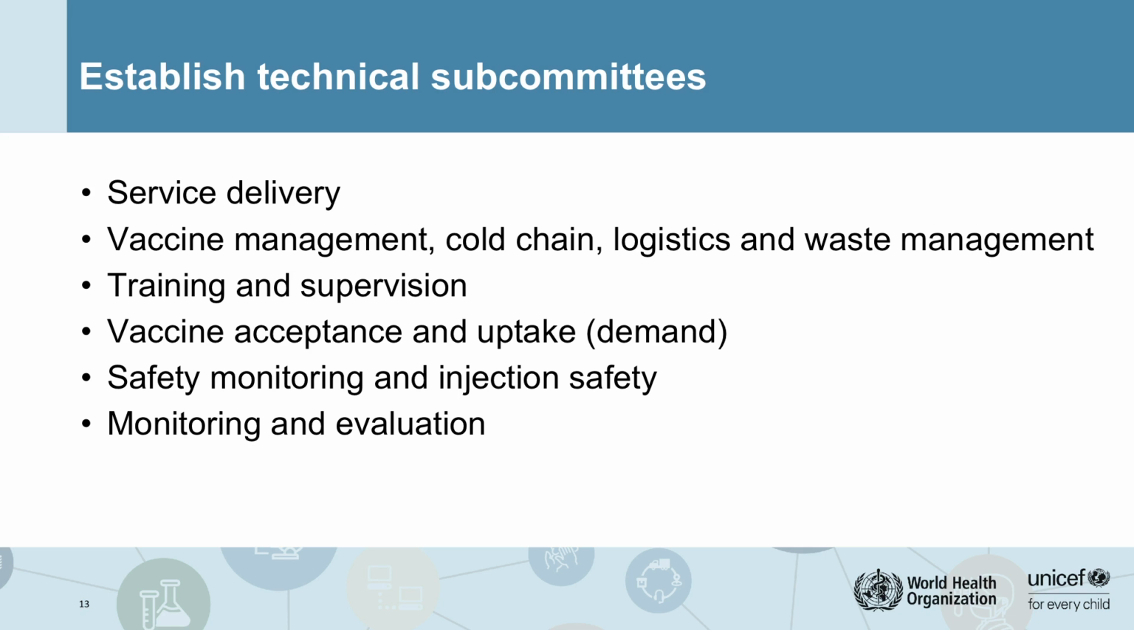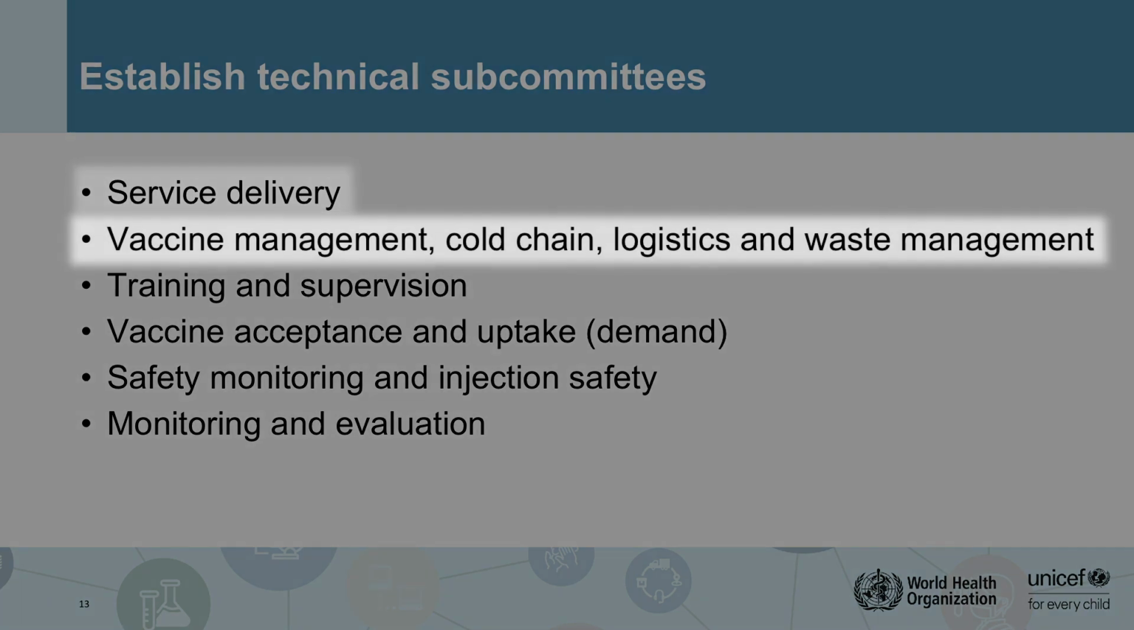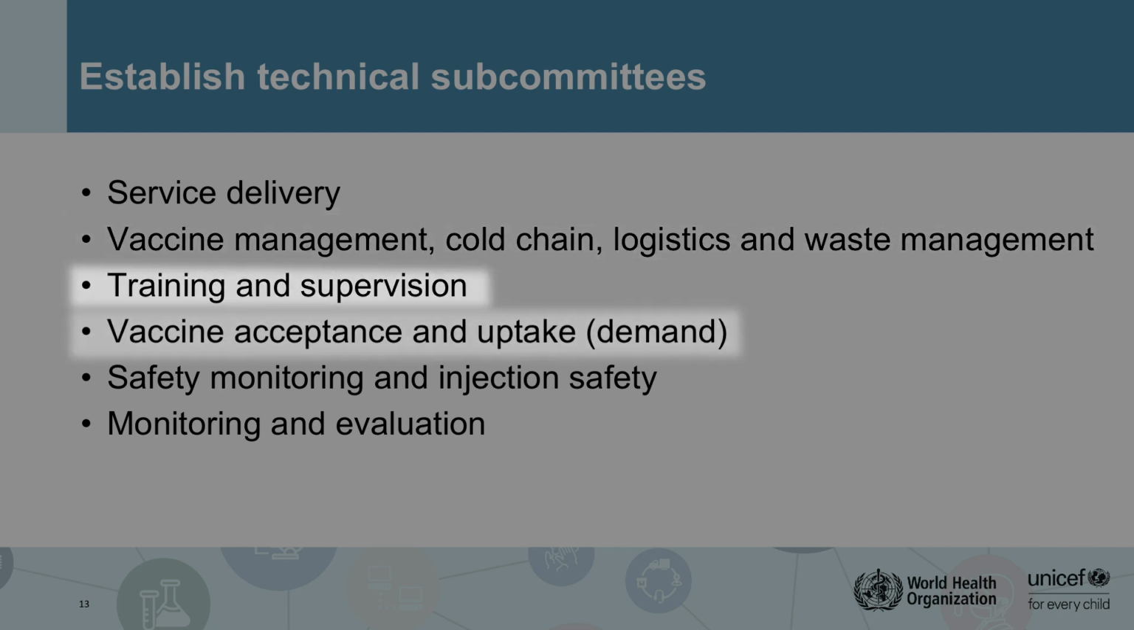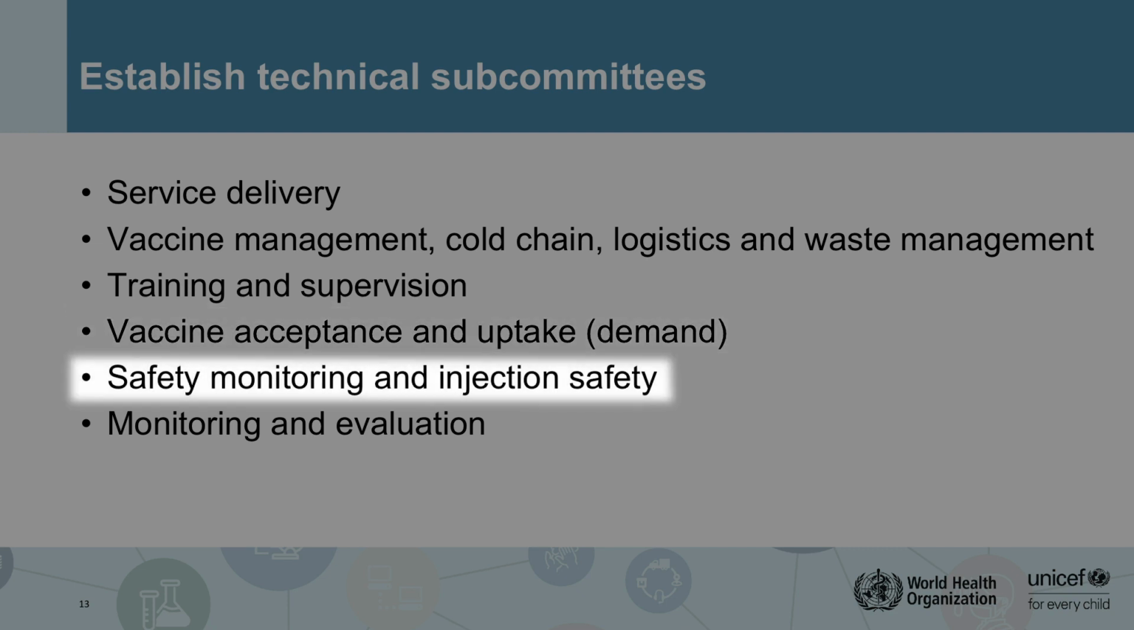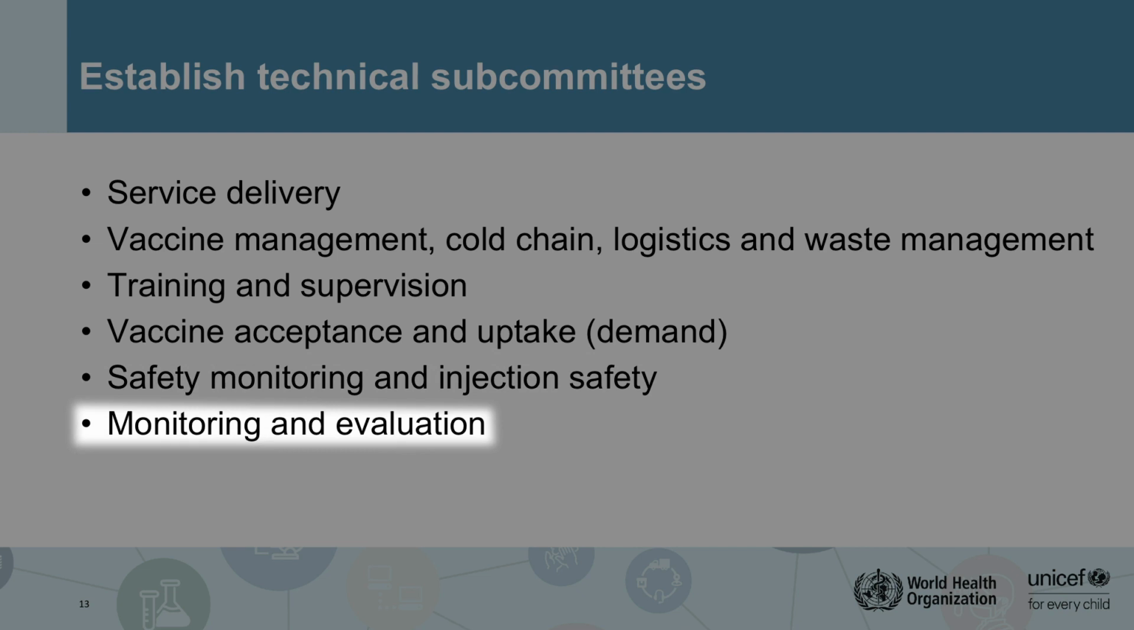Establish technical subcommittees. Each of these focal points or designated offices may appoint a technical working group for the 6 areas of work. 1. Service delivery. 2. Vaccine management, cold chain, logistics and waste management. 3. Training and supervision. 4. Vaccine acceptance and uptake. 5. Safety monitoring and injection safety. 6. Monitoring and evaluation.